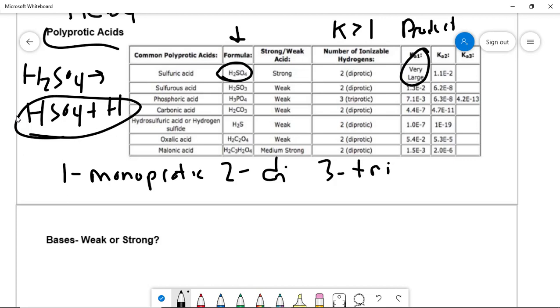But notice that a lot of these down here, let's look at phosphoric acid, their K values are very, very small. Their K values are less than 1. And that tells us it favors production of reactants over products at equilibrium. So not very much of it's going to break down. Okay, so just kind of keep those things in mind.